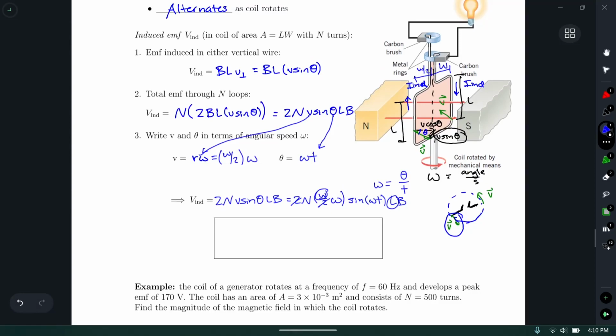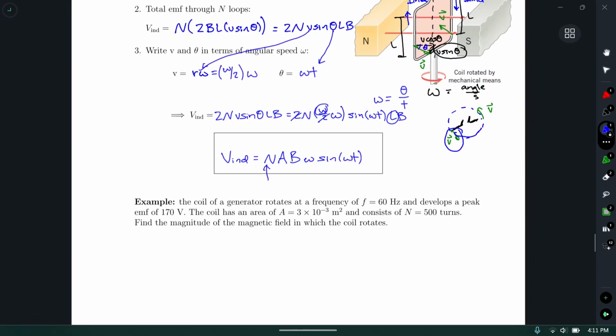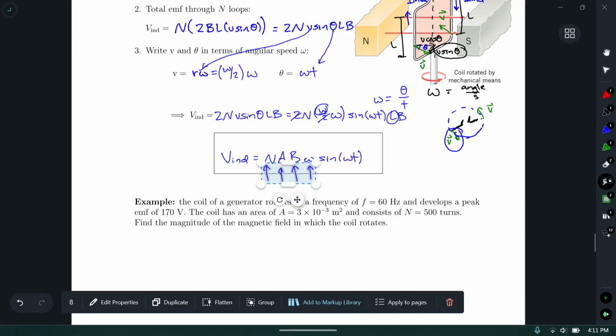That's going to be the area of my loop. It's width times length. And so I can group those together as area. And that will leave me with the expression that the induced EMF in this generator coil is the number of loops times the area of each loop times the magnetic field strength times the angular speed times the sine of omega t. This is still a little bit intimidating, but the idea is that if you have more loops, you have bigger loops, you have a stronger field, or you rotate the loop faster, all of those will give you a larger EMF induced. And you can think of that indirectly as a brighter bulb.